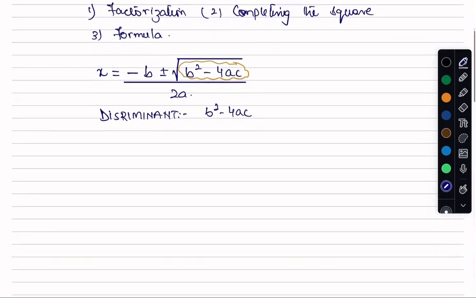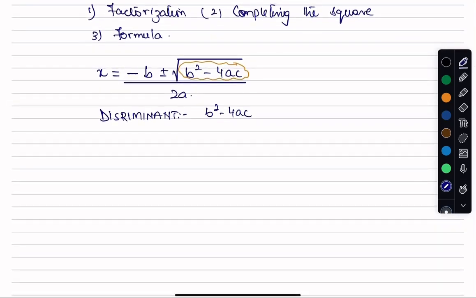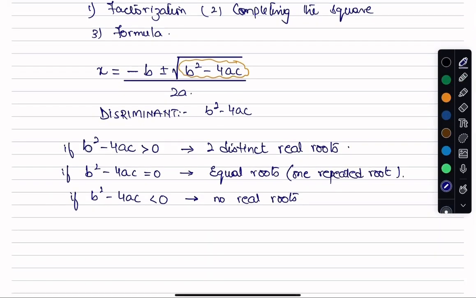Now the nature of the roots depends on the value of b squared minus 4ac. If b squared minus 4ac comes out to be greater than 0, then there are two distinct real roots of the equation. If b squared minus 4ac is equal to 0, then there are equal roots or one repeated root. And if the discriminant b squared minus 4ac is less than 0, then there are no real roots to the equation.